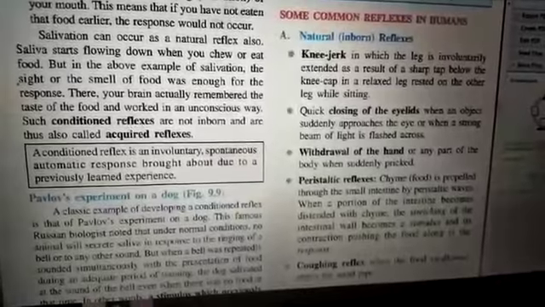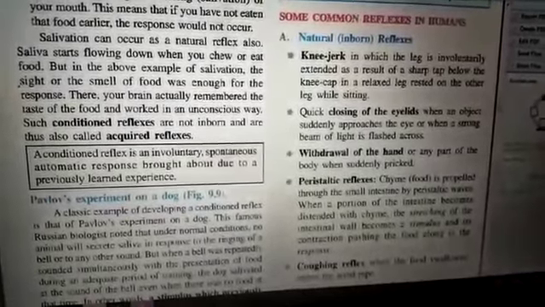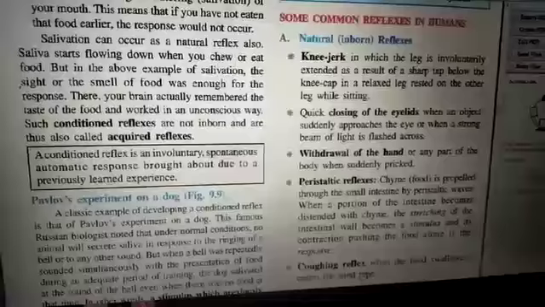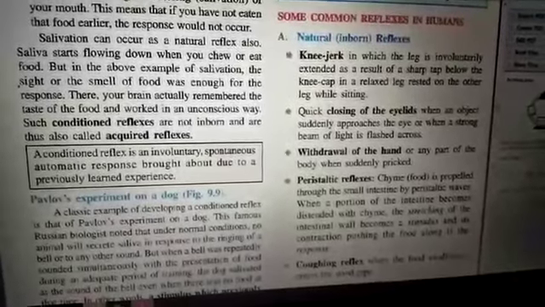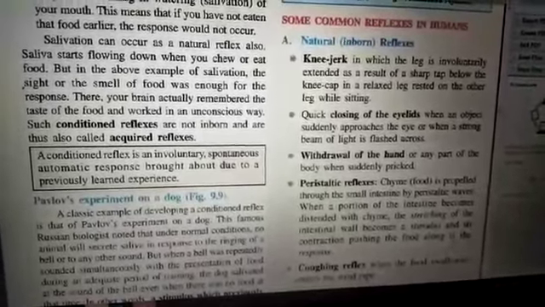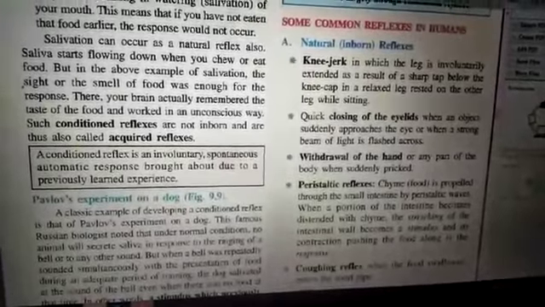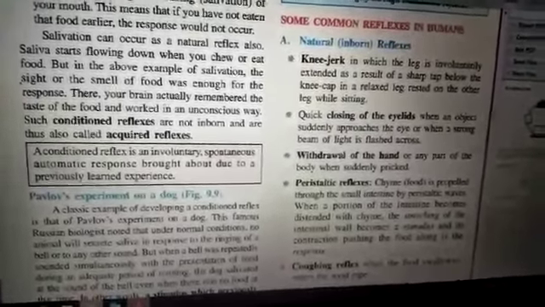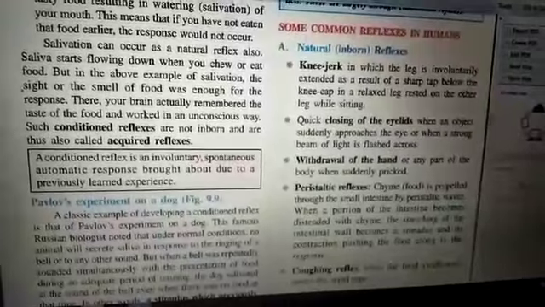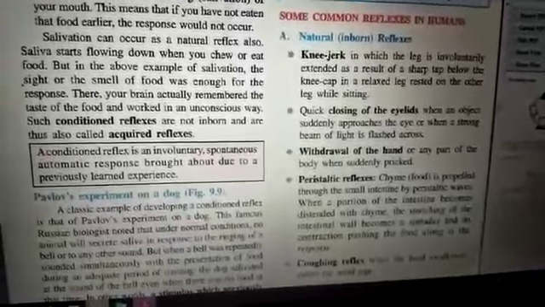Then quick closing of the eyelid when an object suddenly approaches the eye and when a strong beam of light is flashed across. Okay, eyelids close हो जाती है अगर कोई चीज़ आँख के अंदर जा रही है तो immediately your eye first of all closes and you start rubbing it. और अगर कोई पार्टिकल ज़्यादा चला गया है तो टीयर्स के साथ वो नीचे फ्लश आउट हो जाता है.